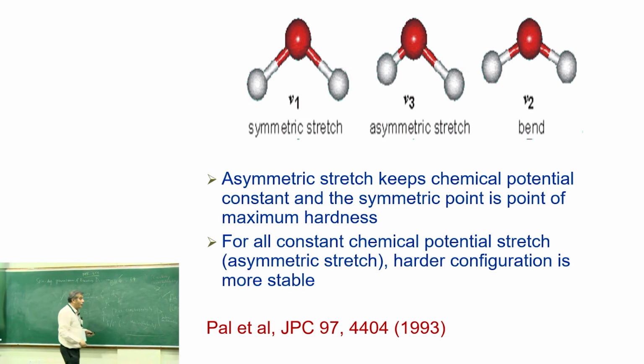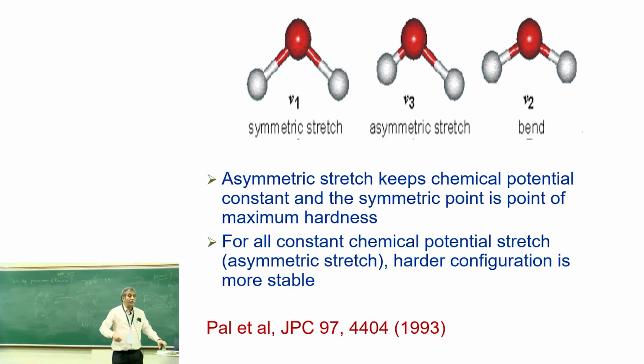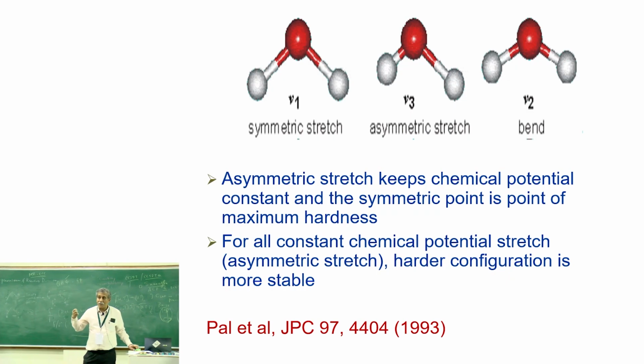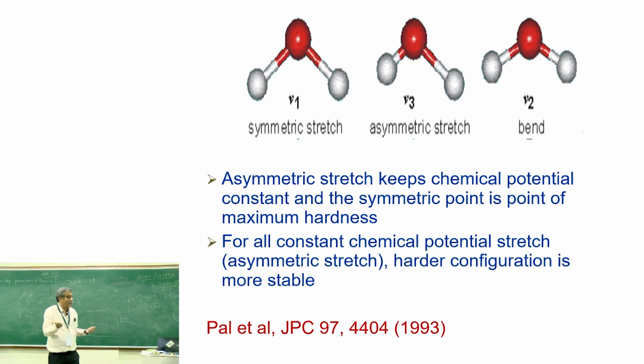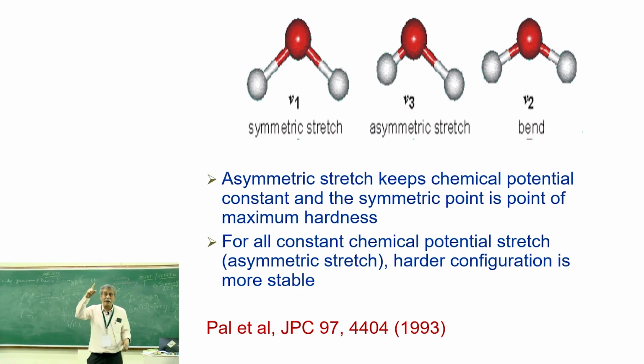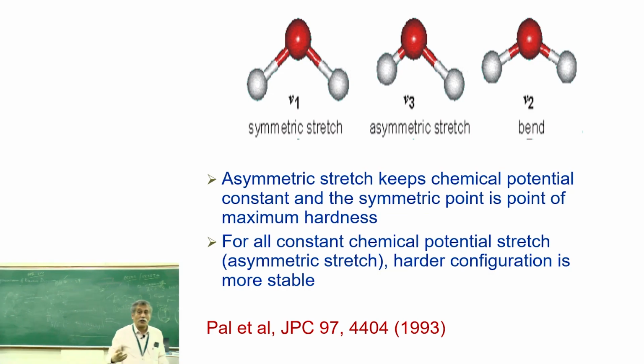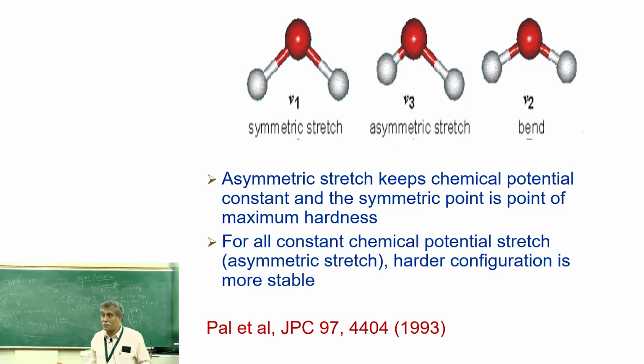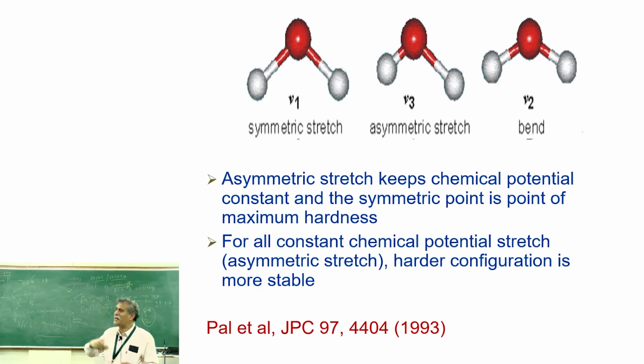Then we started comparing between the local maxima. That became a very difficult task because chemical potential will no longer be constant. They keep on changing. But at least we found that at the experimental geometry, the hardness was the maximum among all the local maxima. So that was a very interesting idea that we got. It still does not conclusively prove the principle of maximum hardness. People have proved it in many other ways.